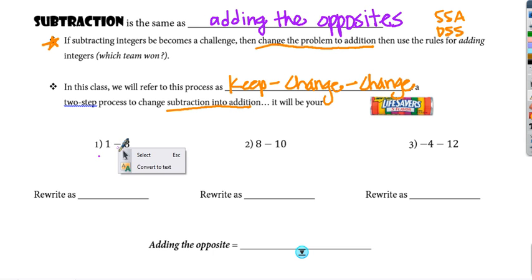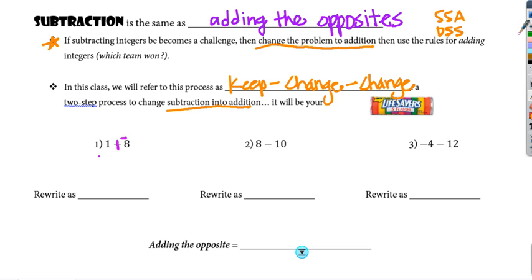So you keep the first number, change the sign, and then you change the last number to the opposite. So this is positive 8, and now it's negative 8. So again, I'm going to keep the first integer exactly the same. We never change the first number. Then change the subtraction into addition. Then change the positive number to negative. Change it to the opposite.